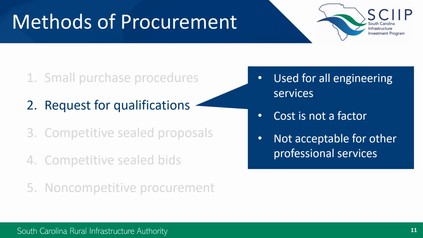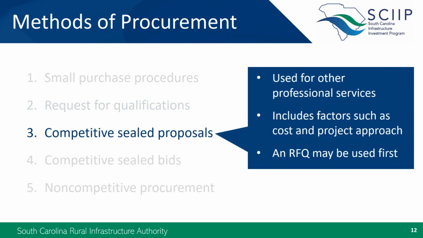For any other professional services, such as legal counsel or planning studies that aren't strictly engineering, you must use a request for proposals. These proposals are evaluated on a combination of qualifications and other factors such as project approach and cost. These other factors are essential to identifying the best provider and offering a fair opportunity to all respondents. An RFP must be used for any professional services besides engineering or architectural that exceed the $250,000 threshold. It's fine to use a two-step process where you issue an RFQ to identify firms that will be invited to submit a proposal if you would like.